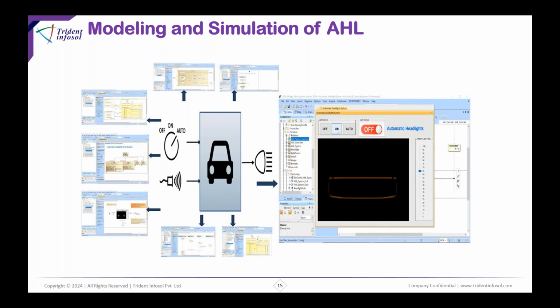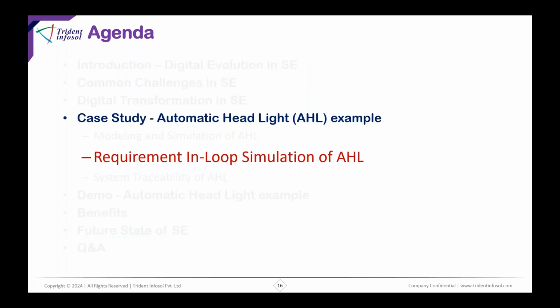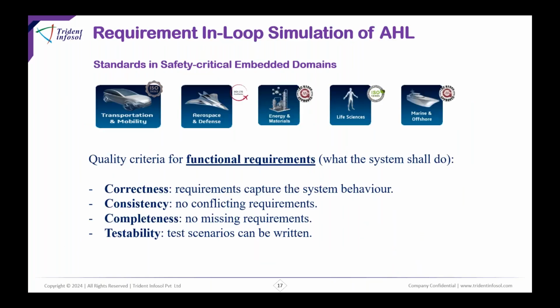So now the modeling and simulation of AHL is done. Now we can move on to the requirement in loop simulation of AHL. Before going to requirement in loop, let's see the main quality criteria or standard for safety functional requirements. So let's dive into the quality criteria for functional requirements.